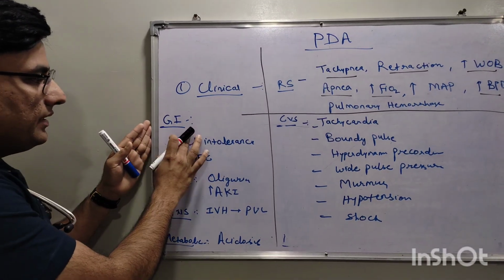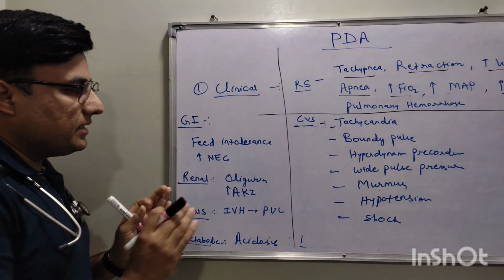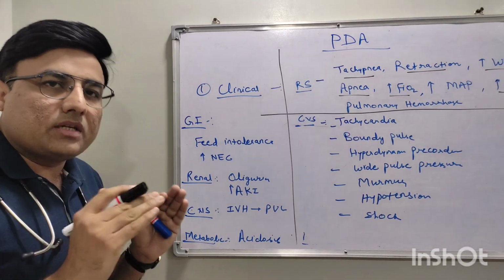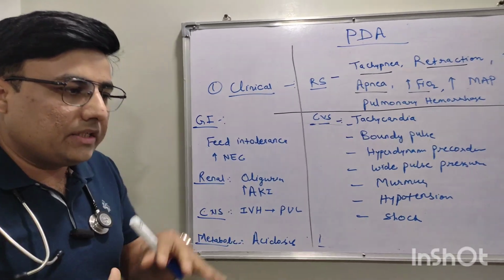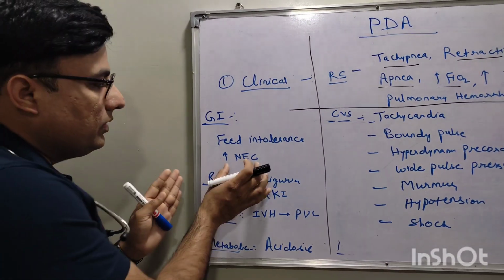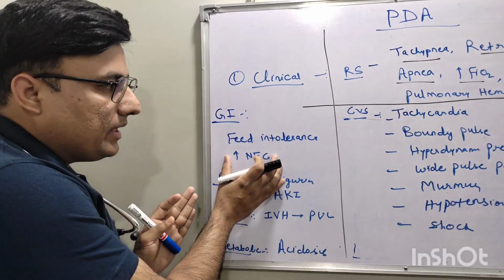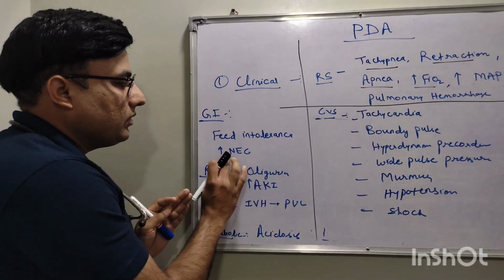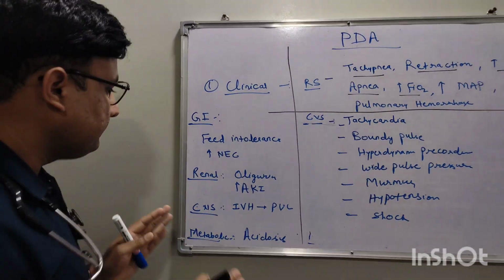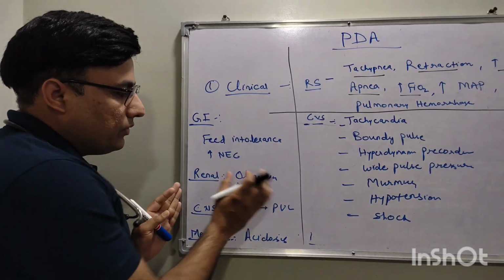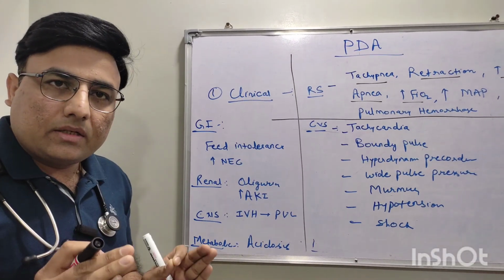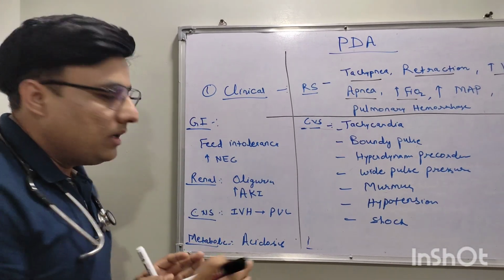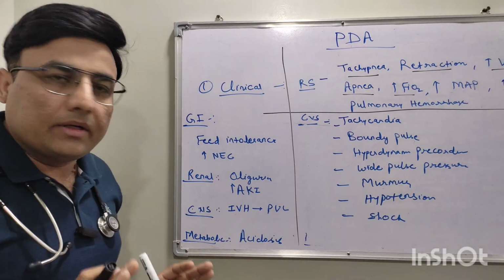Next, coming to the GI clinical features of the PDA. In GI symptoms, the baby can have feed intolerance and increased risk of NEC because of systemic hypoperfusion, because the baby will have retrograde diastolic flow during diastole. So systemic hypoperfusion will be there, and because of that, GI perfusion will also decrease. Because of reduced GI perfusion, the baby can have feed intolerance and increased risk of NEC. Next is renal. Renal perfusion will decrease because of the systemic hypoperfusion. Because of decreased renal perfusion, the child will have oliguria and increased risk of acute kidney injury.